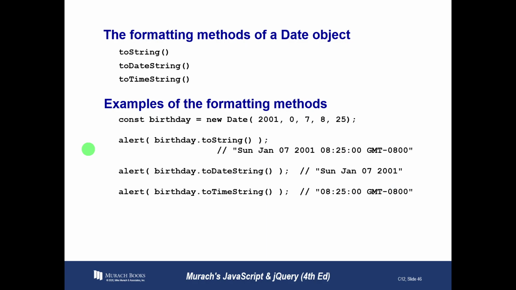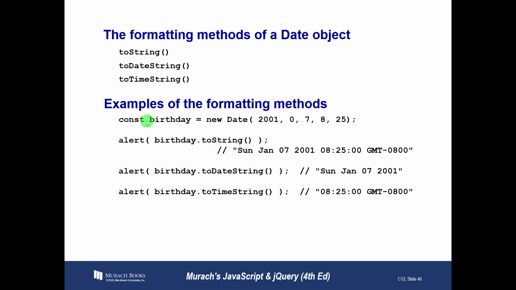We have some formatting methods that we can use. Once we have a date object, we can manipulate it and print out certain things and parts of it using some of these formatting methods. So there's a toString method. There's a toDateString method, which only gets the date part of it out, and a toTimeString, which only takes the time part out.